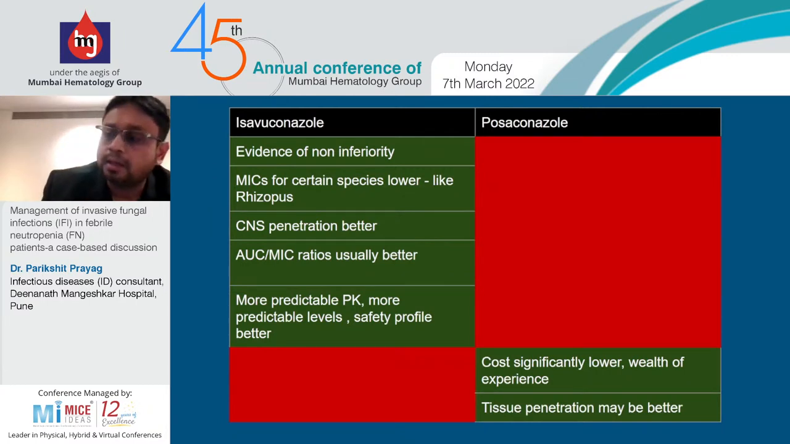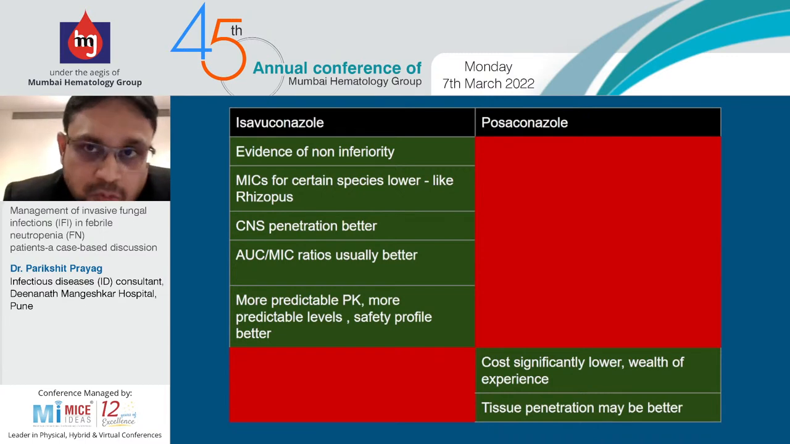Now, if I had to really enumerate the differences between isavuconazole and posaconazole, isavuconazole does have evidence of non-inferiority. As I mentioned, there is a Lancet study which showed that isavuconazole can be non-inferior to ampho. However, we are not there yet wherein we can call ISA the drug of choice for mucormycosis. Of course, towards the end of the week, we'll have more on isavuconazole, because we do have a panel discussion on isavuconazole and its place in the hematology world in this conference. So I won't go into the details of that.